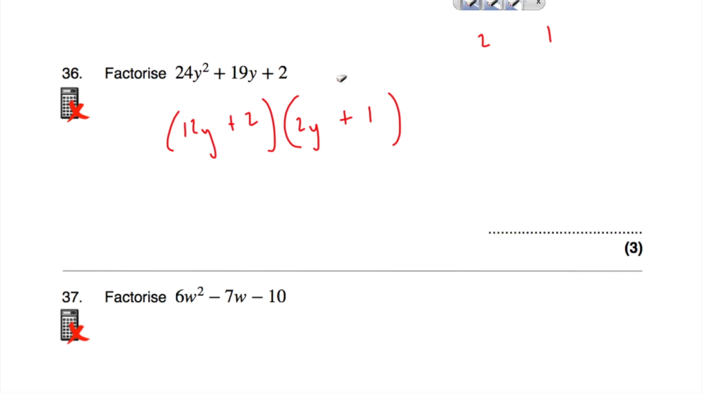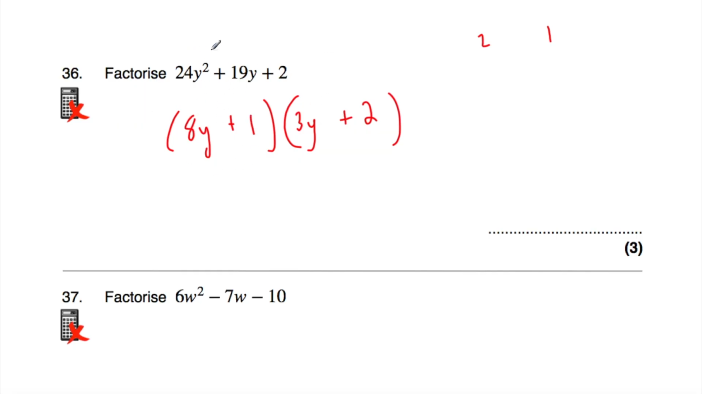So let's change those first two terms. So it's not 12y and 2y. Okay, so what I'm going to do is I'm now going to try an 8y and a 3y. Because if we had 8y and 3y, we could put the 2 there, because 8y times 2 would be 16y, and then put the 1 there. And that would work. Let's just check that.